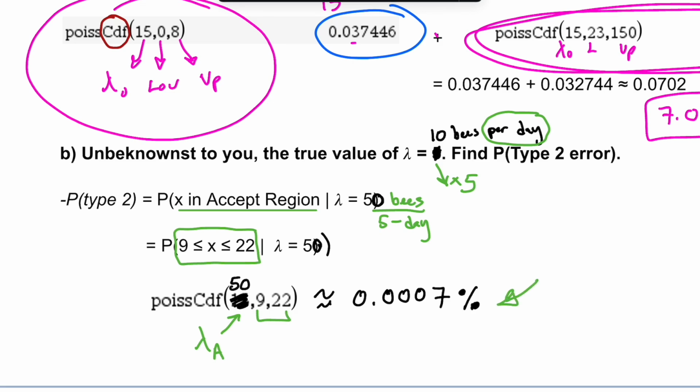And this probability of a type 2 error is very, very tiny, 0.0007%. And if you wanted to reduce that even further, what you would do is use a larger sample size, so a larger N. That's what you would do to reduce that probability of a type 2 error, increase your sample size. Let's take a look at how to do this in the calculator.